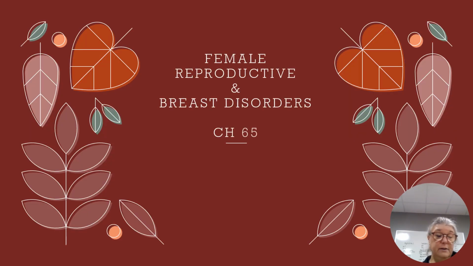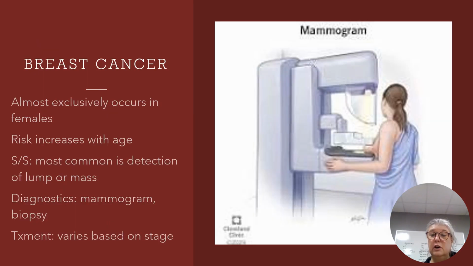All right, so slide 14, moving on to female reproductive and breast disorders. This is chapter 65. So cancer, we're talking about breast cancer here. Cancer of the breast almost exclusively occurs in females. It affects tens of thousands of patients in the US yearly. Survival rates have increased significantly. Part of that is related to treatment, and part of that is screening, and we find it earlier, right? Before it has metastasized. As an individual ages, the risk of breast cancer increases.